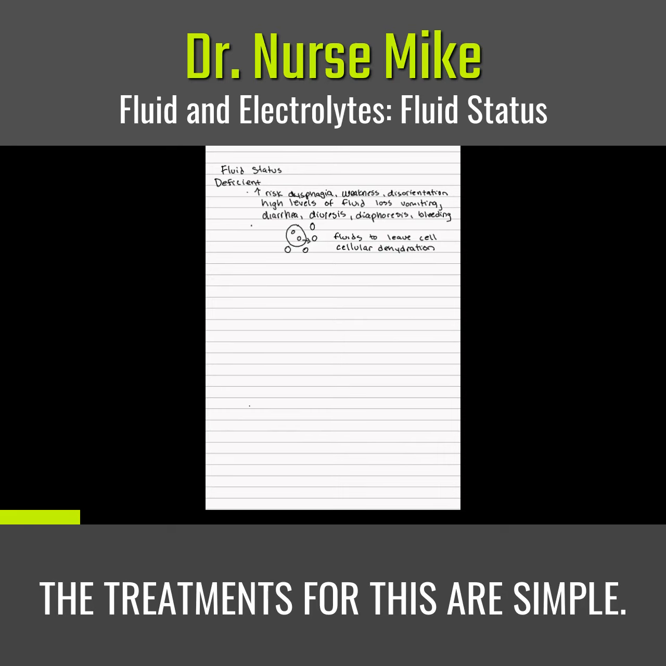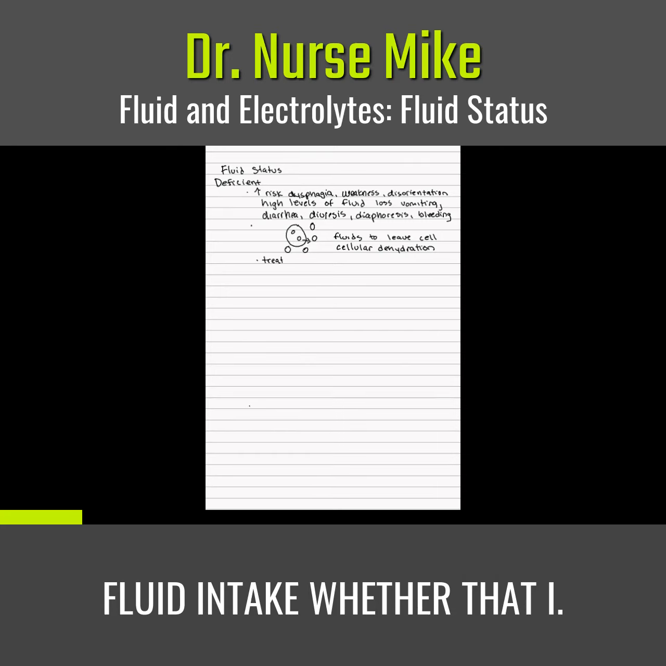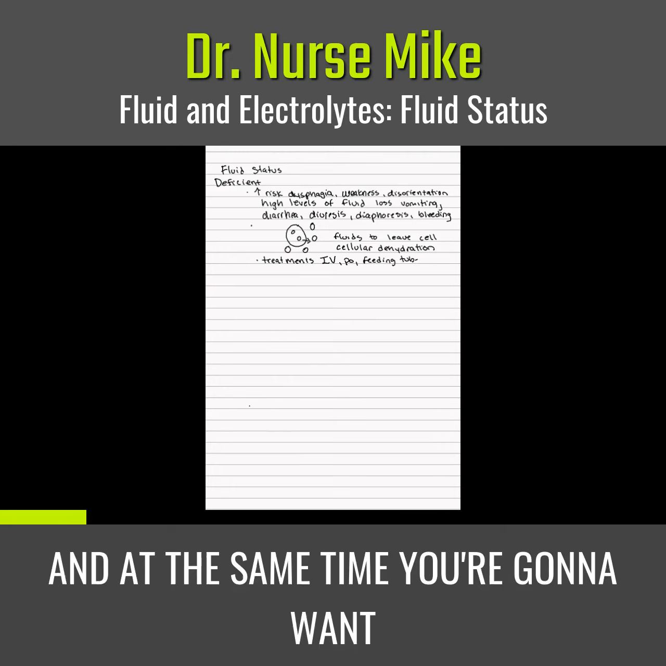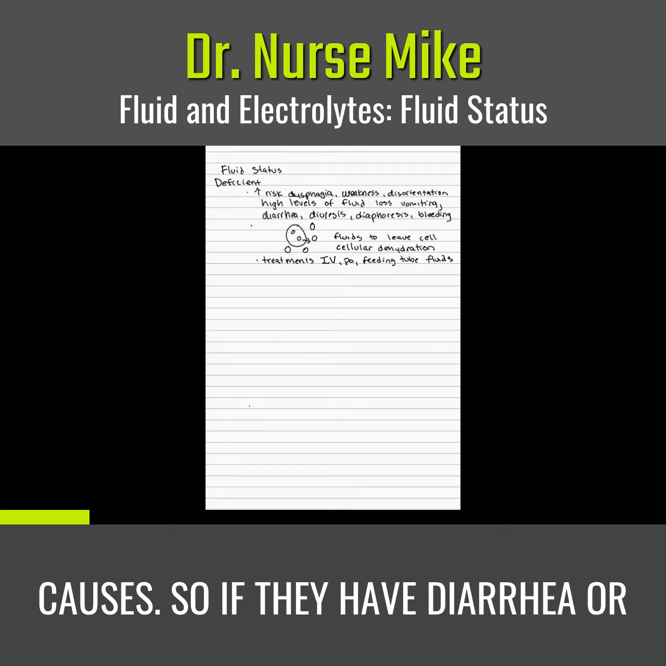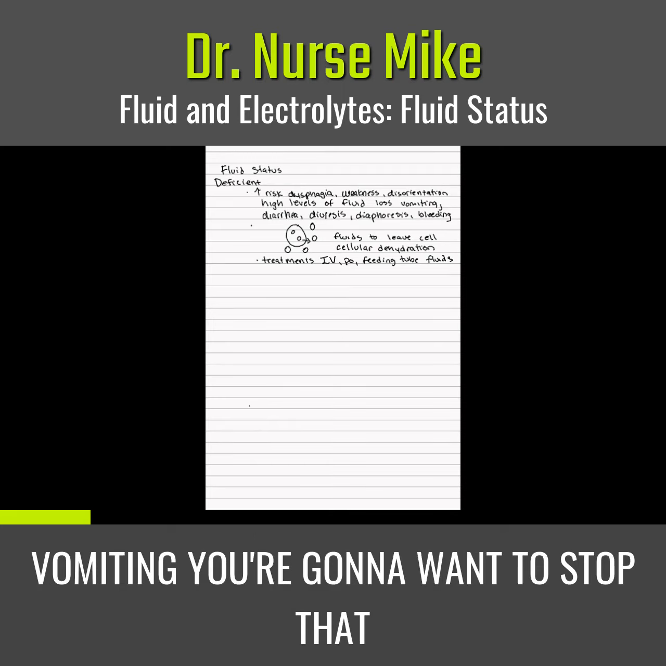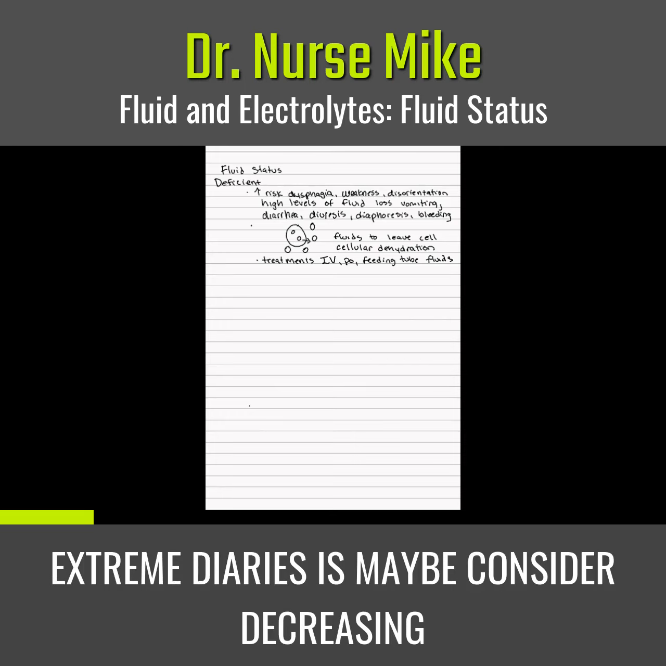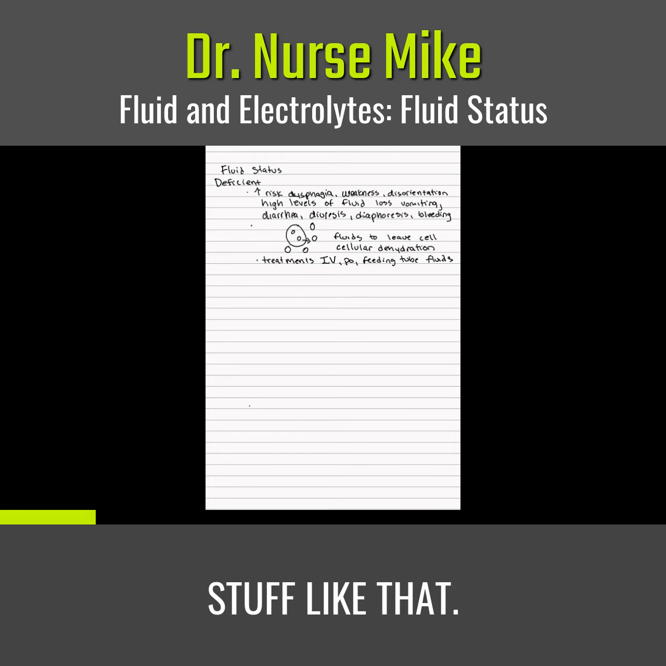The treatments for this are simple. We're just going to try to increase the fluid intake, whether that's IV, PO, or feeding tube fluids. And at the same time, you're going to want to focus on decreasing whatever the cause is. So if they have diarrhea or vomiting, you're going to want to stop that. If they have extreme diuresis, maybe consider decreasing their diuretic medication, stuff like that.